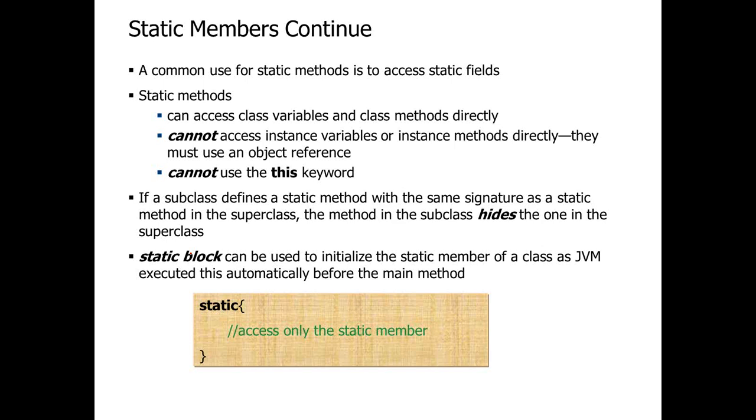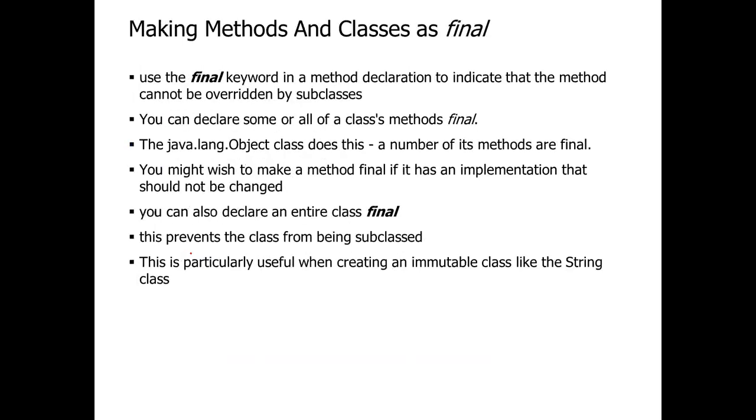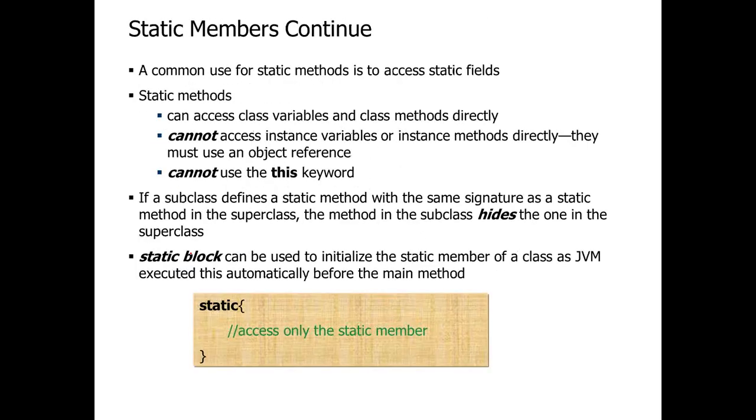Static methods. If a subclass defines a static method with the same signature as the static method in the superclass, the method in the subclass hides the one in the superclass. What it means is, if you have the same signature of the method which is static in your subclass also, the superclass static method is hidden. This is method hiding. Static blocks can also be used to initialize static members of a class, as the JVM executes this automatically before the main method.